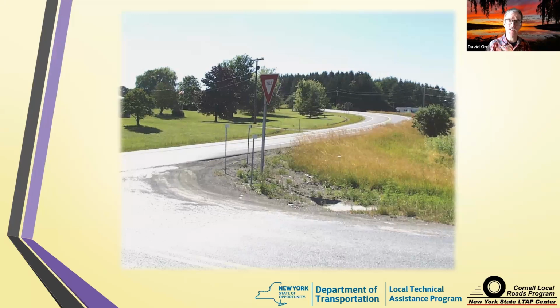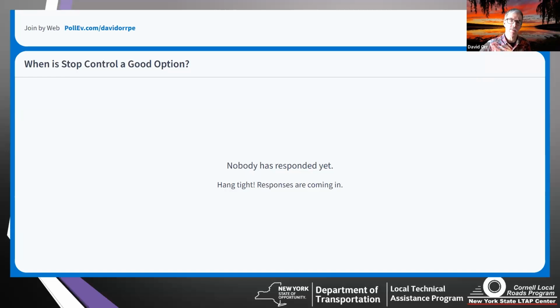In this particular case, it's a yield sign, and to the right, you can see plenty of distance before you get to the intersection to decide, there's a truck coming, I've got to stop. There's a car coming, I've got to stop. But remember, look in both directions. Look in both directions. So when do I have to go to stop control? When is stop control a good option? When am I going to be putting up a stop control sign?